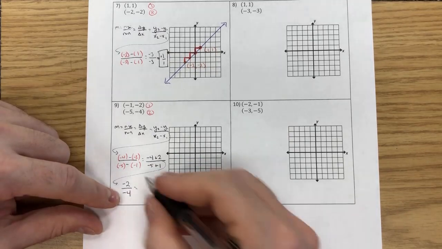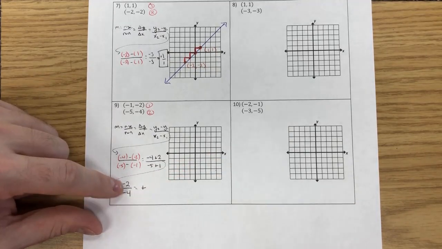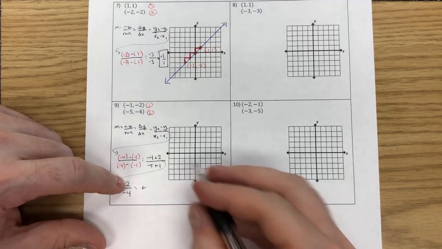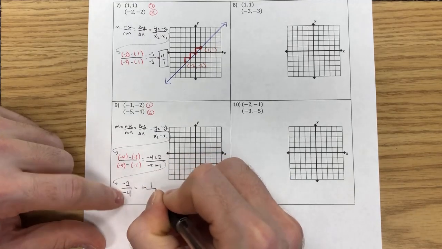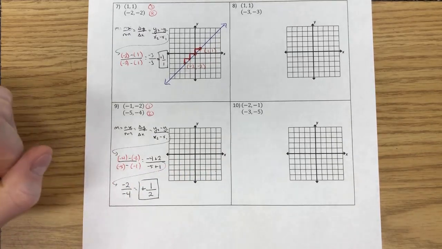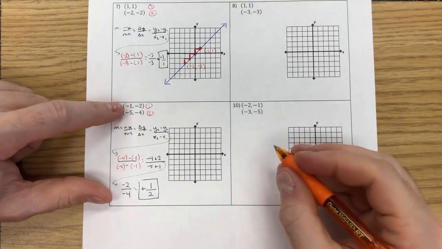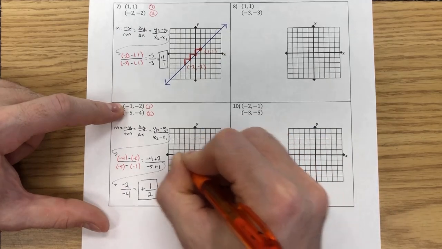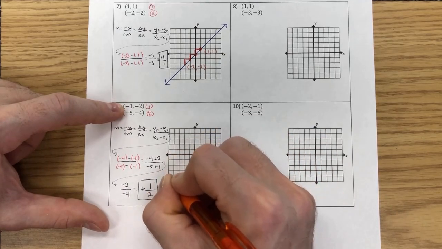I know a negative divided by negative is a positive. I can divide both 2 and 4 by 2. So 2 divided by 2 is 1. 4 divided by 2 is 2. I have a slope of 1/2. And we're going to check that by saying -1, -2, -5, -4.